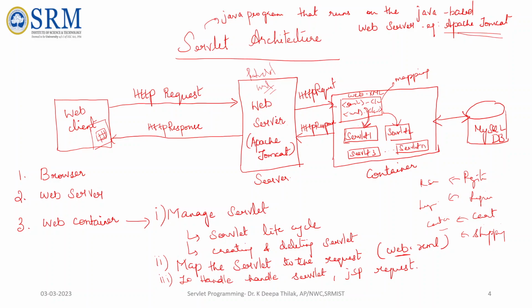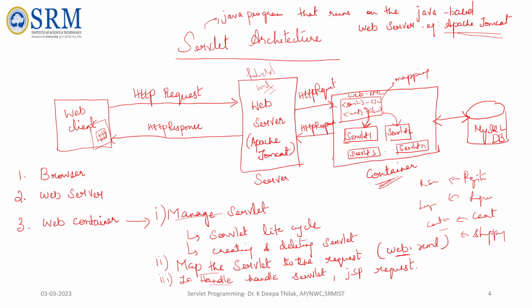That is the main job of the web server here. Now the web server gives the control to the container. The container has some basic functionalities: manage the servlet, map the servlet to the request, and handle the servlet or JSP request. Managing the servlet is inside the container. Many servlets can be created, removed, or processed. That management work is the main activity of the container.